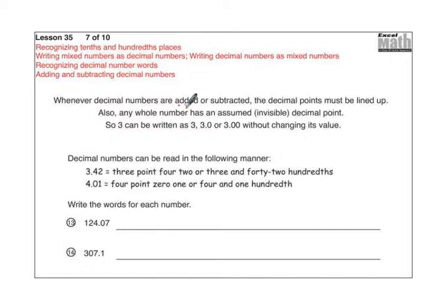Whenever decimal numbers are added or subtracted, the decimal points must be lined up. Also, any whole number has an assumed or invisible decimal point. So 3 can be written as 3, 3.0, or 3.00 without changing its value. 4 can be written as 4, 4.0, 4.00, and so on. 7, 7.0000. It's all just 7. The decimal point is right after the number.